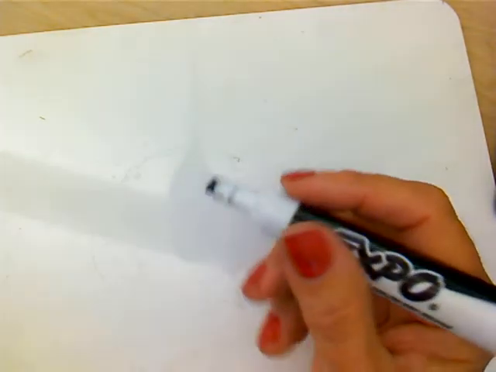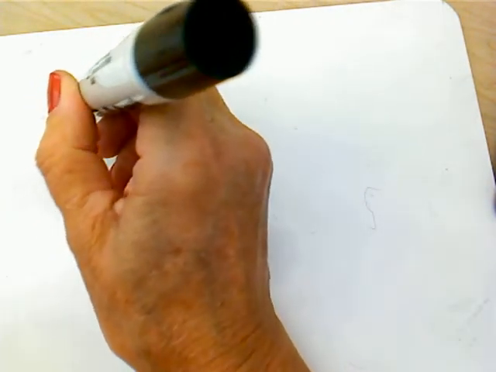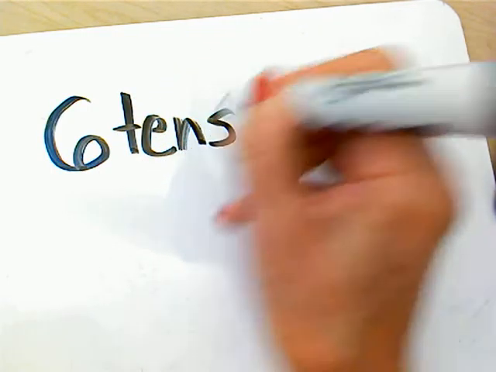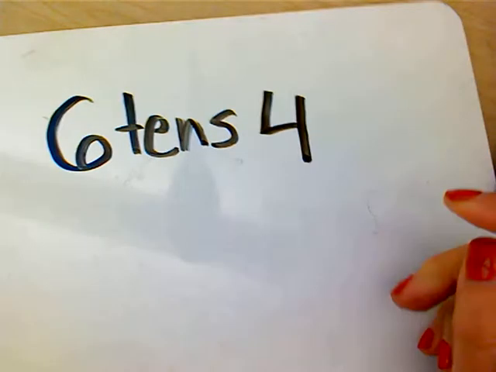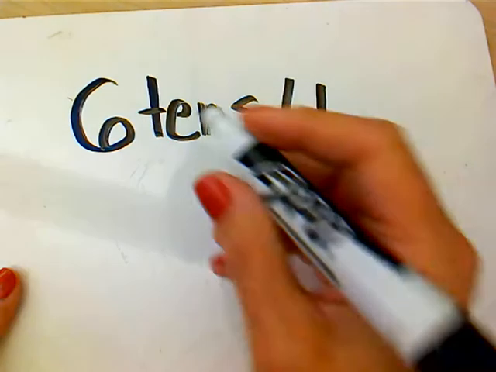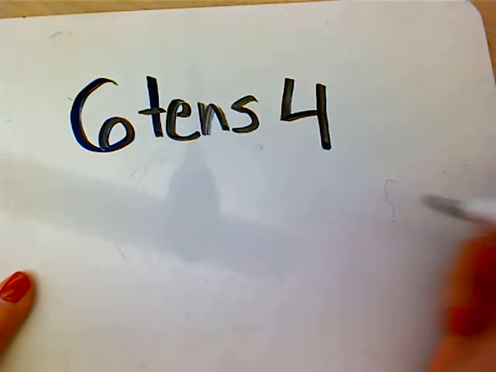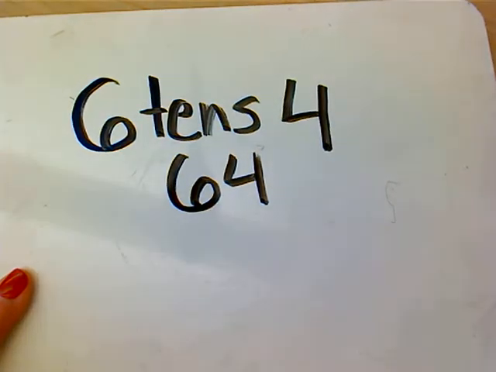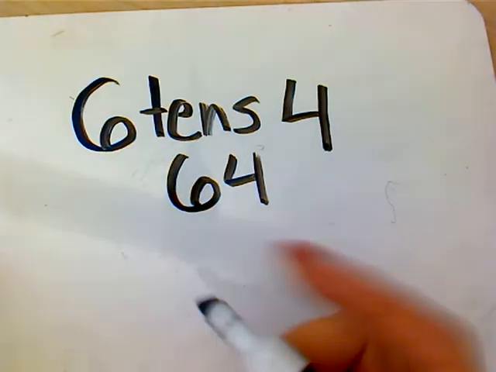All right, so we're going to do a couple of warm-up activities. If I were to tell you that I had 6 tens 4, would you know what 6 tens 4 is? This should be a big review to you. I should hear that would be what? Did you say 64? Congratulations if you did. 6 tens 4 would be 64.